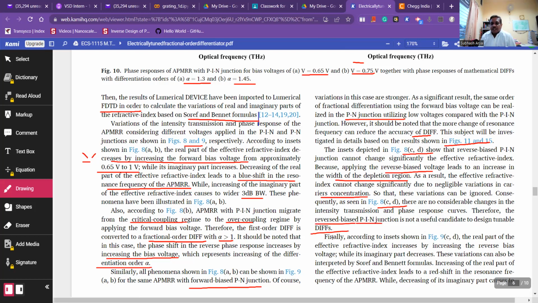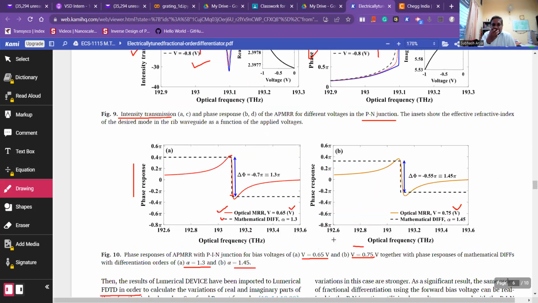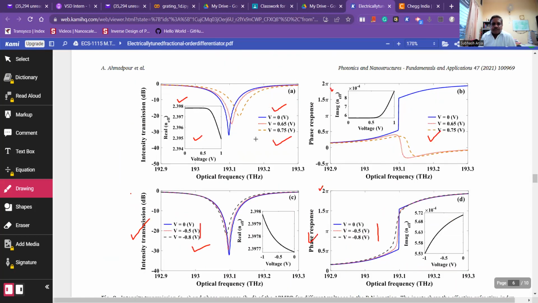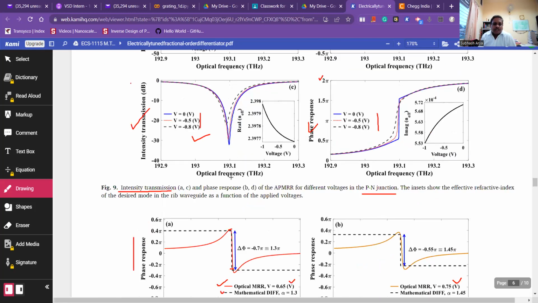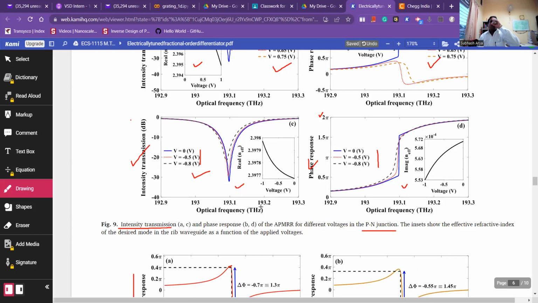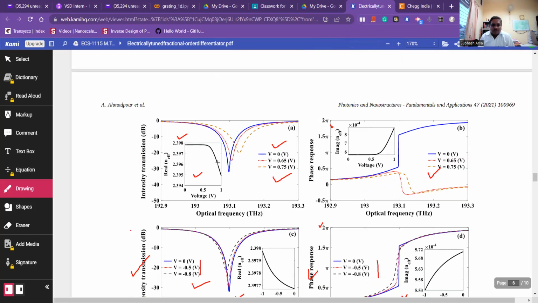So reverse bias, yeah, that too we know, because the carrier plasma dispersion effect occurs more in forward bias in case of PIN. However, in reverse bias it is not so for PIN injection. So we can see here also, forward bias in C and D, no phase change here. Reverse bias also, but forward bias, yes.